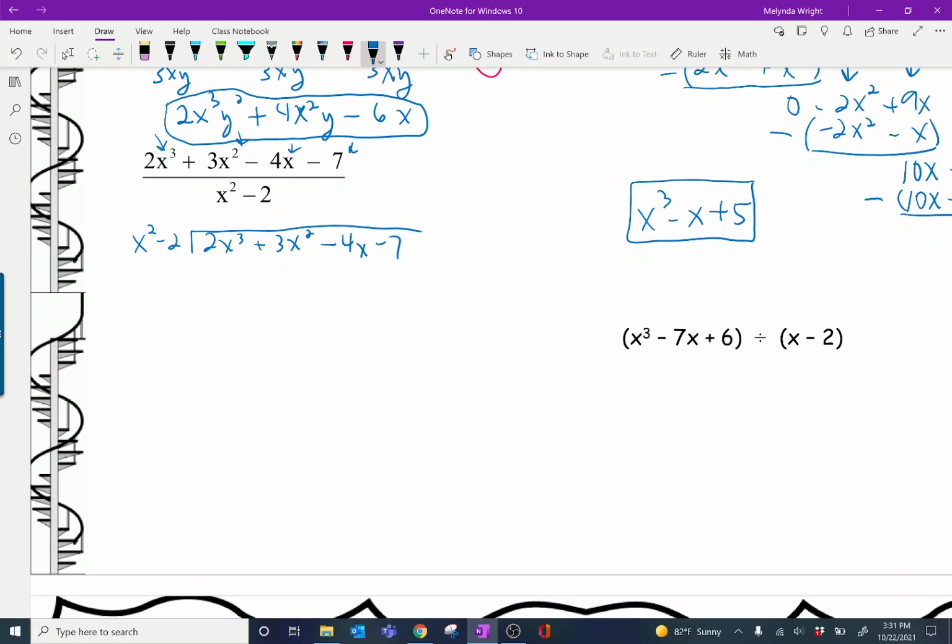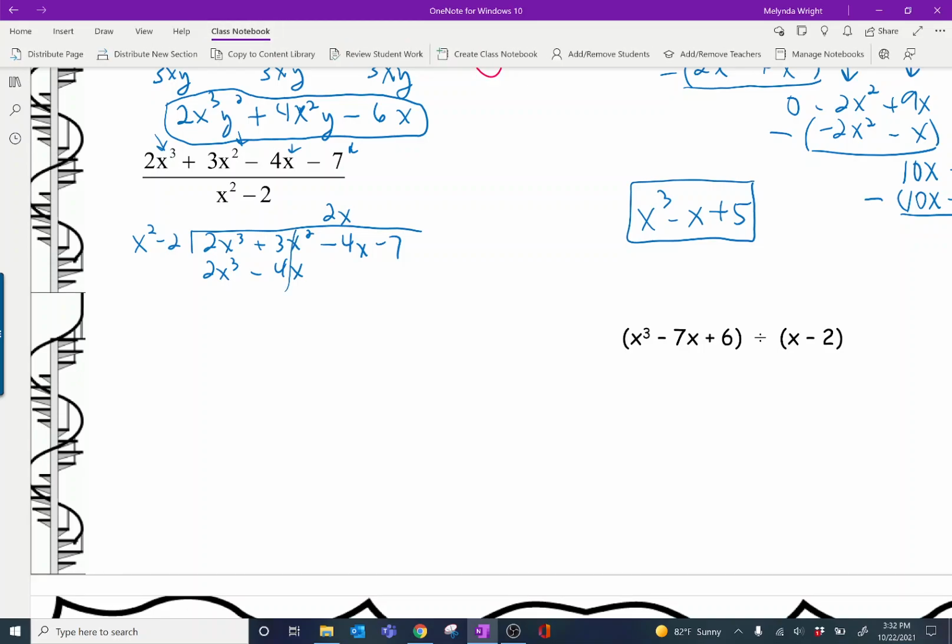Okay, all right, so here we go. x squared goes into 2x cubed. In other words, what would I multiply x squared by to get 2x cubed? Well, I would multiply by 2x. 2x times x squared is 2x cubed. 2x times negative 2 would be negative 4x. Ooh, so those don't line up. If you look here, those don't line up. I've got a squared and a first. All right, well let's just move this down so that I can combine like terms.